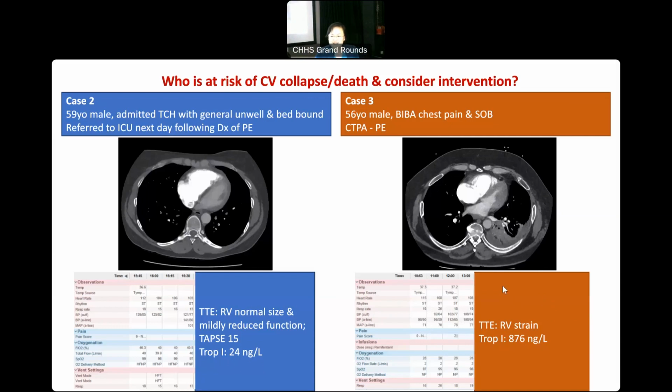So, who's in the... Oh, just drag it off. Okay, yeah, that's better. Actually, 800 troponin.